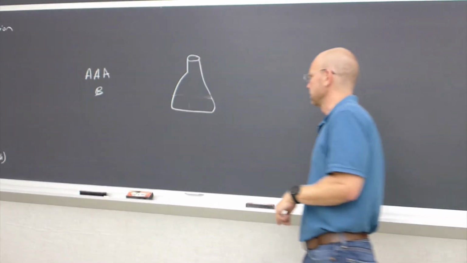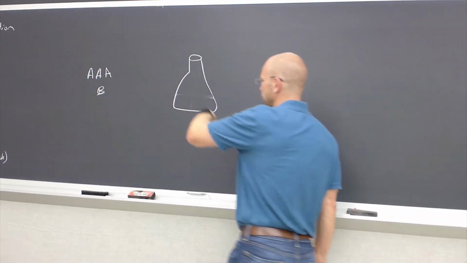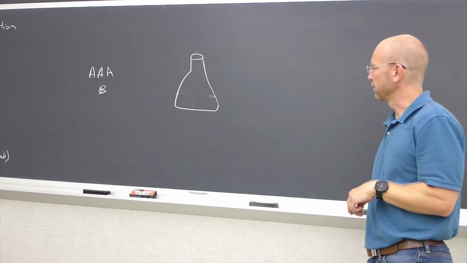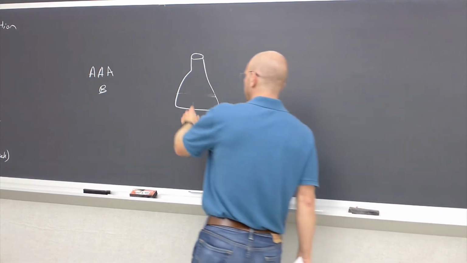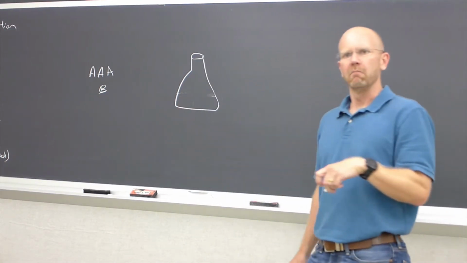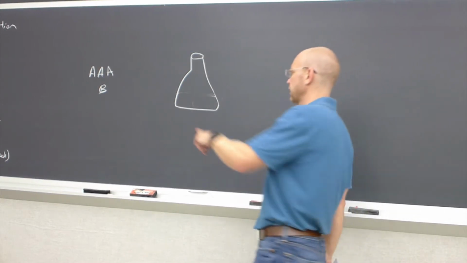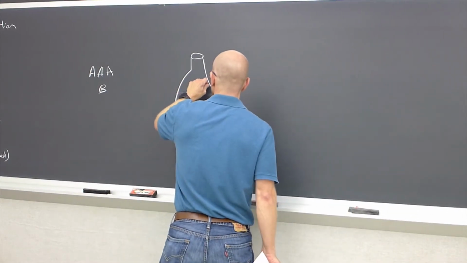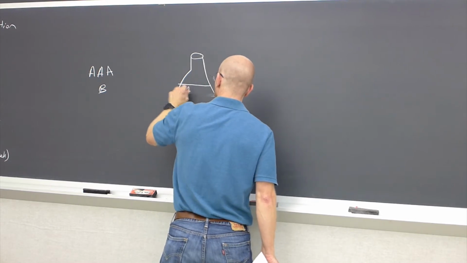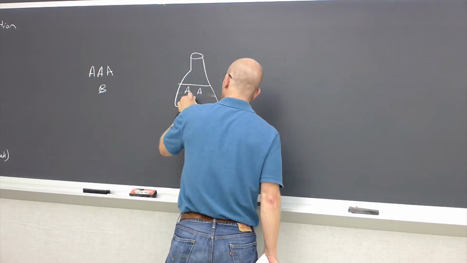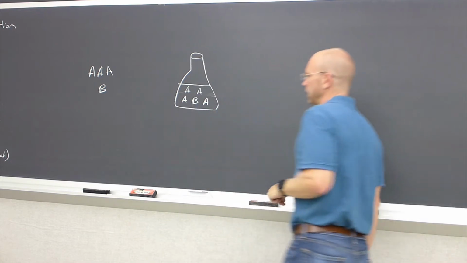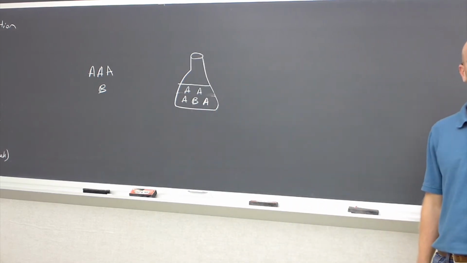Erlenmeyer flasks are the desired flasks to do recrystallization because evaporation is slow from them. The first thing that we do is we make a saturated solution of that mixture of A and B in some solvent. If we looked at the microscopic level, we would have lots of A's and a few B's floating around.